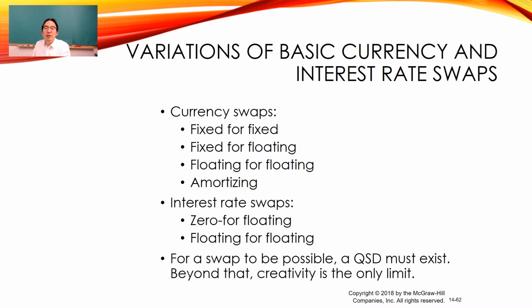Anyway, so variations of basic currency and interest rate swaps. The remaining part is more or less self-explanatory. All that I'm trying to say is that there are a lot of variations in this currency swap market. It's like a cookbook. You can go ahead and study it in your on-the-job training. You can learn it on your own. Currency swaps: fixed for fixed, fixed for floating, floating for floating, amortizing, all different kinds are there for you. Interest rate swaps: zero for floating, floating for floating. Those things are available in the market. I'm not going to cover those parts in our final exam, but just have some idea about it briefly.